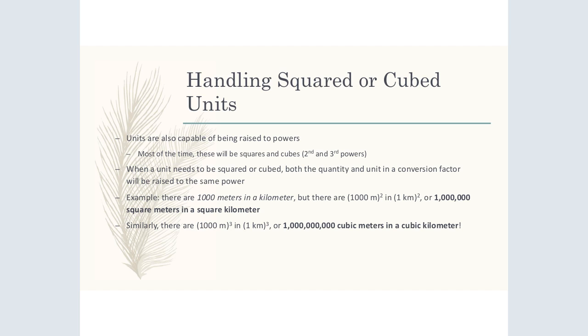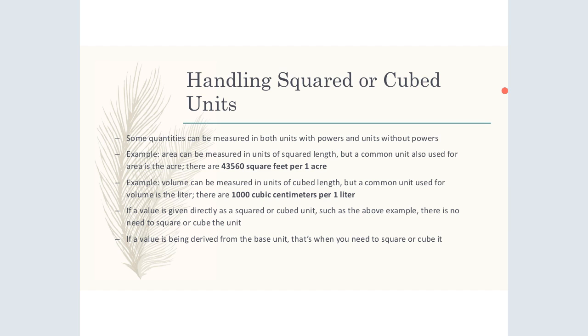Similarly, if you cube 1,000 for a cubic unit, you'll get 1,000 cubed cubic meters in 1 cubic kilometer, which turns out to be 1,000,000,000 cubic meters. Some quantities that measure the types of things that squared and cubed units don't necessarily have powers. For example, area would be squared lengths, like square meters, but a common unit that also measures it is an acre. There are about 43,560 square feet in a single acre. Similarly, volume can be measured in units of cubed length, such as meters cubed, but your common unit used for volume is the liter. There are 1,000 cubic centimeters in 1 liter.